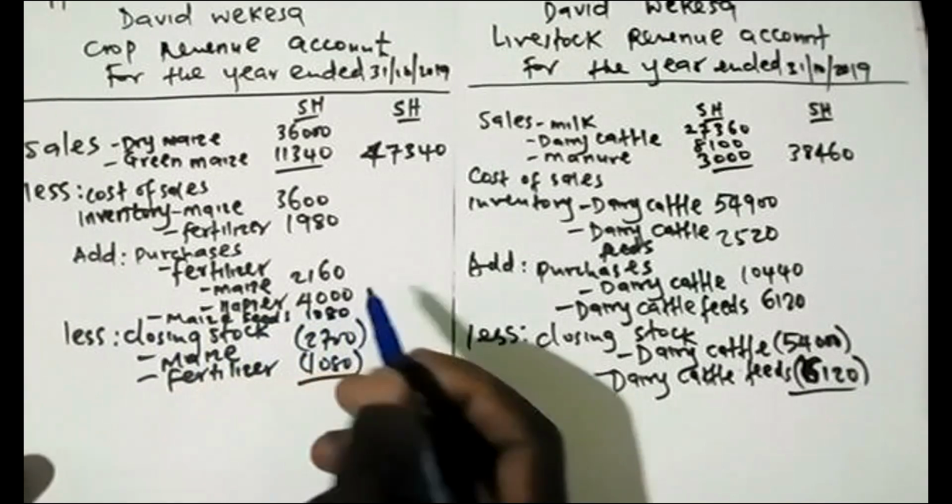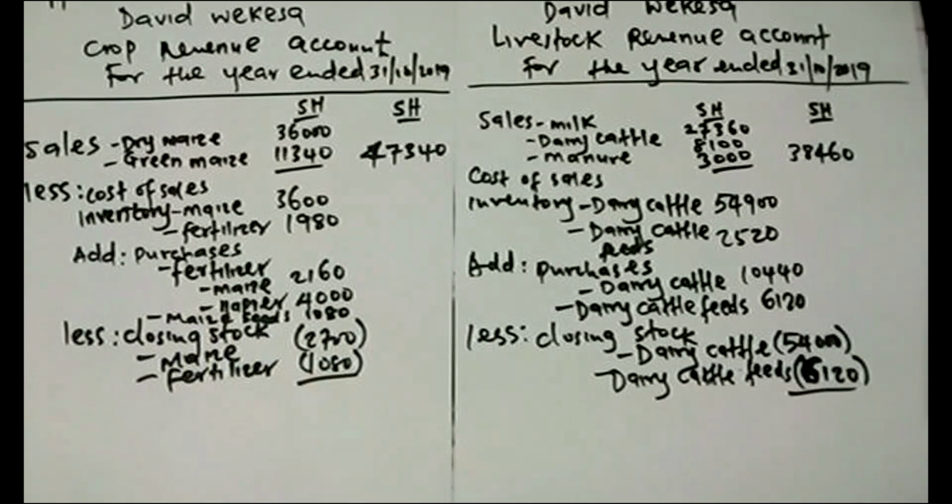So if you add your answer with the 1080, what you are getting, just add 1080. Yes? Do I have to compute again? So 3600 plus 1980 plus 2160 plus 4000 plus 1080 minus 2700 minus 1080.